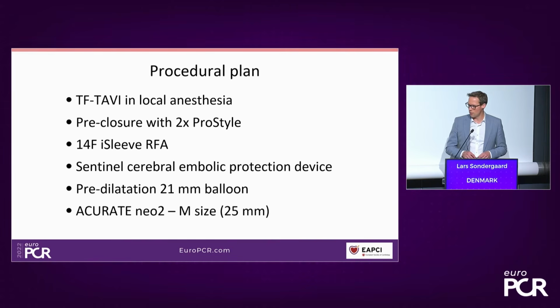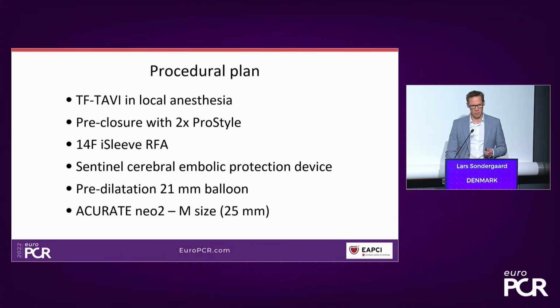So Lars, you assess this information. You decided to do this patient under local anesthesia, which I know is your standard practice, pre-closure, 14 French eSheath. You decided a Sentinel embolic protection device was appropriate in this patient, and pre-dilatation with a balloon and treatment with the Accurate Neo2 valve.